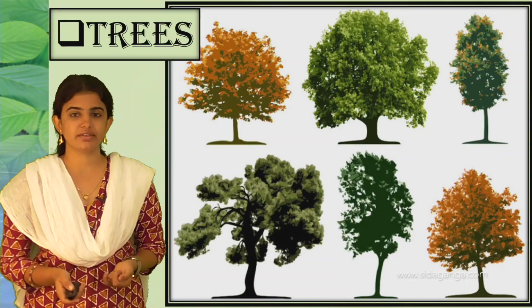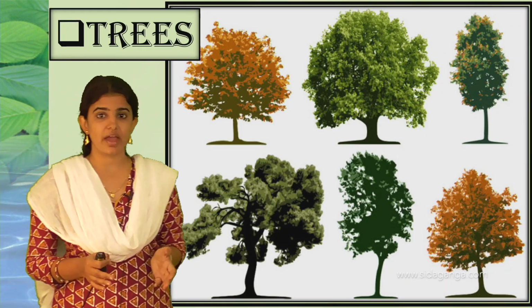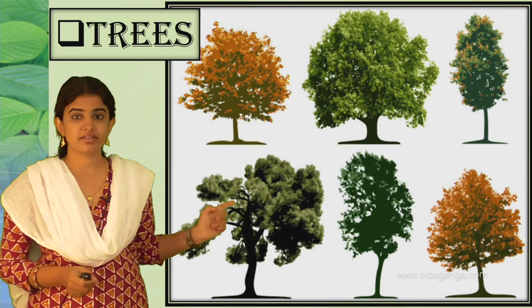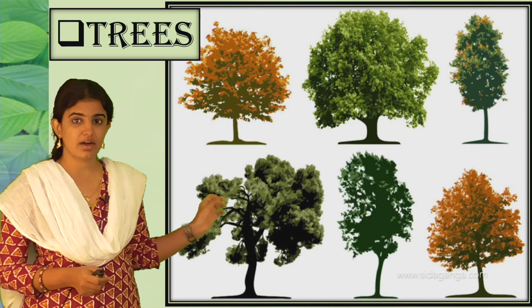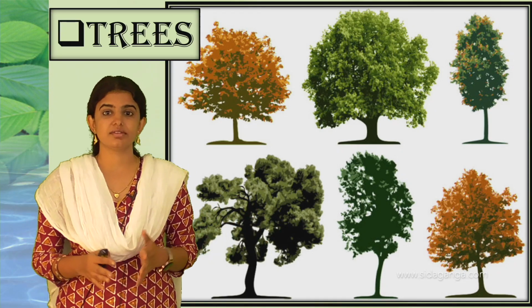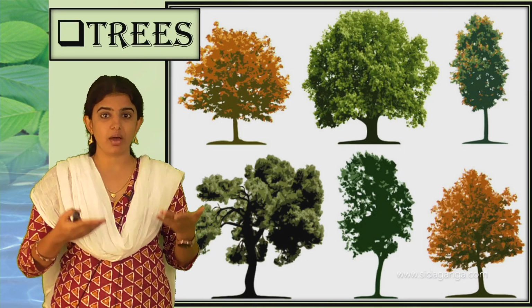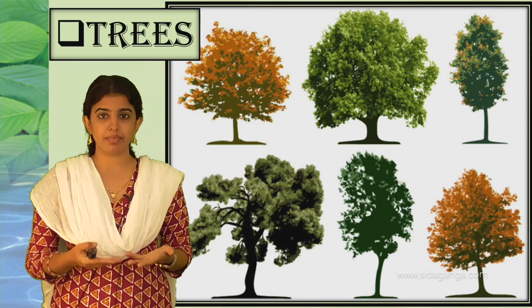Next one is the trees. Trees are large in size and have an elongated structure. The stem of these trees is called the trunk, and the branching appears at the uppermost part of the stem.